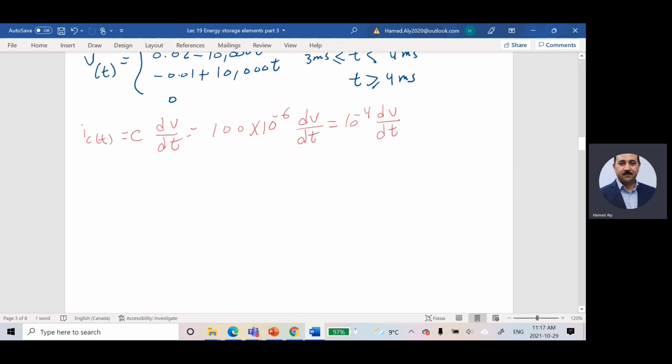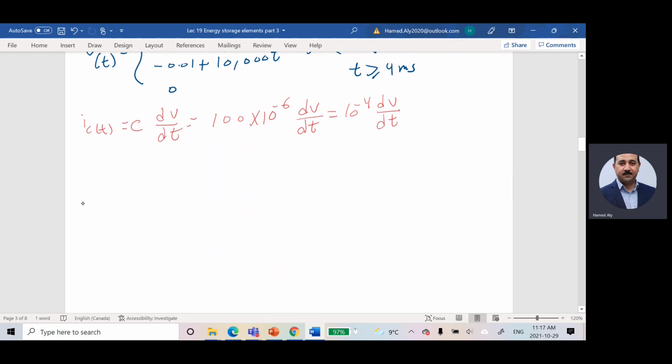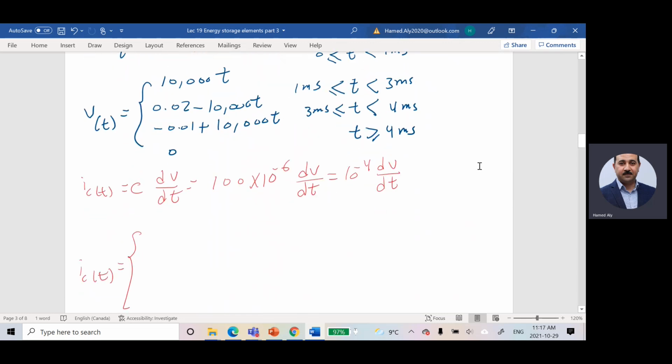Then the next step is to find the current for different periods. If you try to talk about the first period, 10 to the power negative 4 multiplied by the first derivative of this. The first derivative of this will give me 10,000. 10,000 times 10 to the power negative 4 will be 1. So the first one will be 1. Then no need to write those because I can find them to save my time.